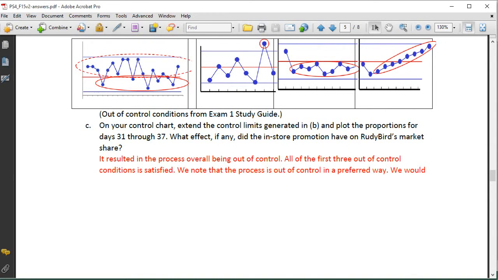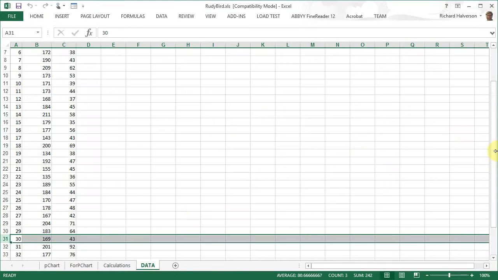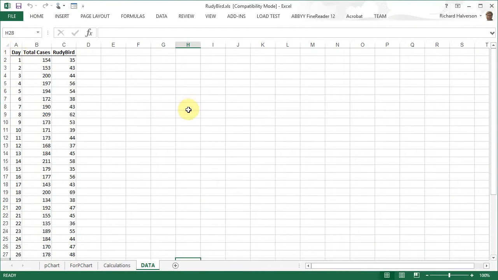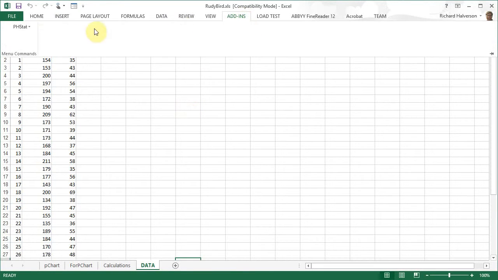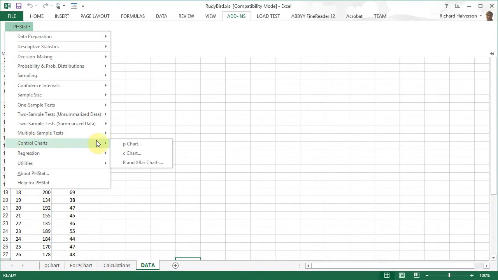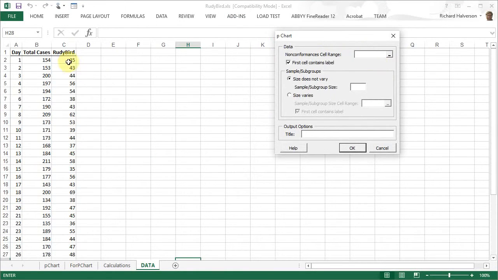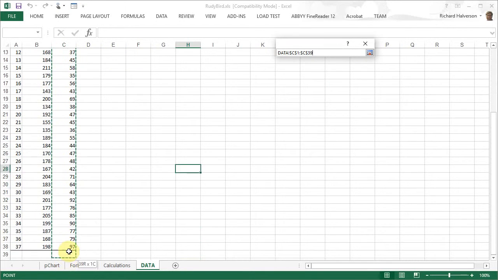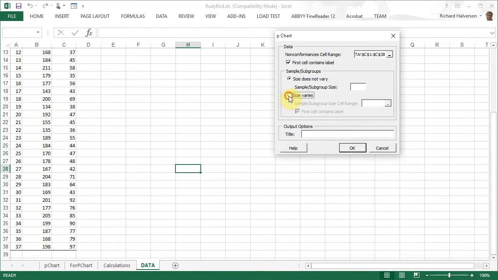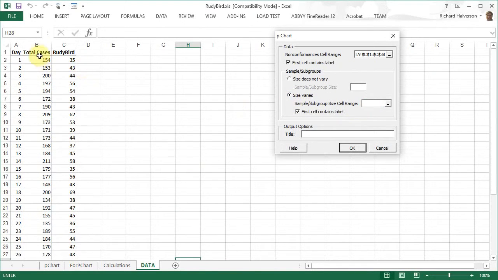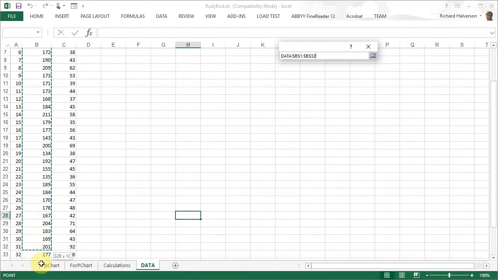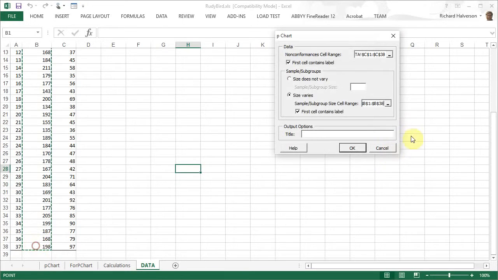Let's go back to the spreadsheet and go back to our data. And this time we want to do all of the rows. Let's do add-ins, PHStat, control charts, P chart, and this thing pops up. And our nonconformances cell is now the entire column to 37. And size varies. That's going to be total cases down to 37. And this is going to be all 37 days.